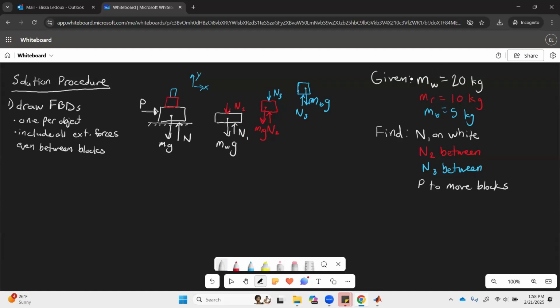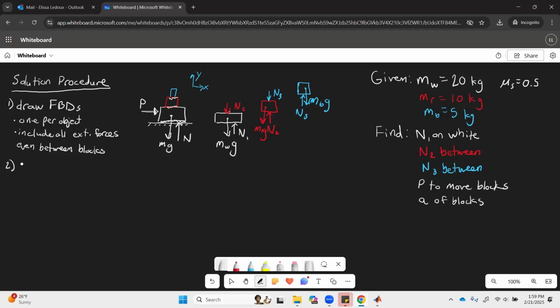And in that case, then we also need to be given the static friction. We'll say static friction is 0.5, and we'll say that that's the same for all the surfaces. So we get friction here, friction here, friction here. Let's go ahead and we'll finish out the solution procedure.